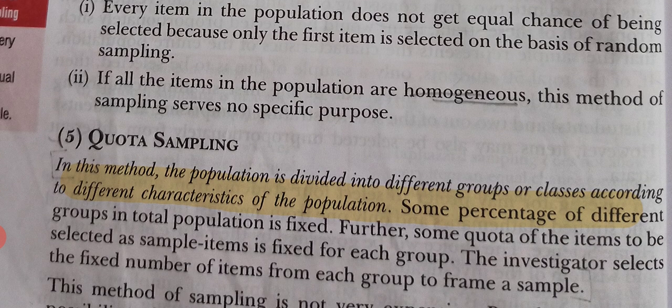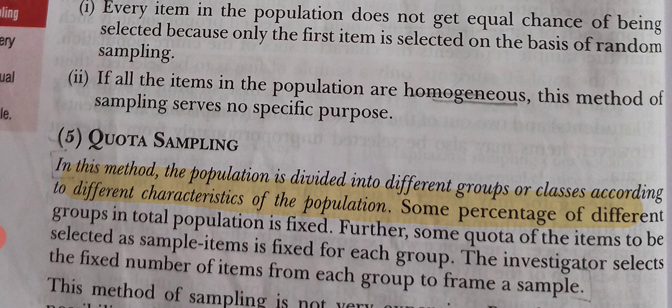Next is quota sampling. What is quota sampling? In this method, the population is divided into different groups or classes according to different characteristics of the population. There can be religion based, caste based, or another base we can pick. Some percentage of different groups in the total population is fixed. Further, some quota of items is fixed, the number of items from each group, to frame a sample.